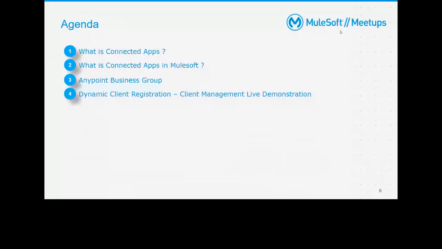So basically we will take Okta as our OAuth provider and see how we can achieve dynamic client registration. This will be more of a live demonstration of how we can set up dynamic client registration, how we can generate the token, and how we can apply dynamic OpenID Connect policies and all those things. The agenda is that we will start with business group, then connected app, and then dynamic client registration.